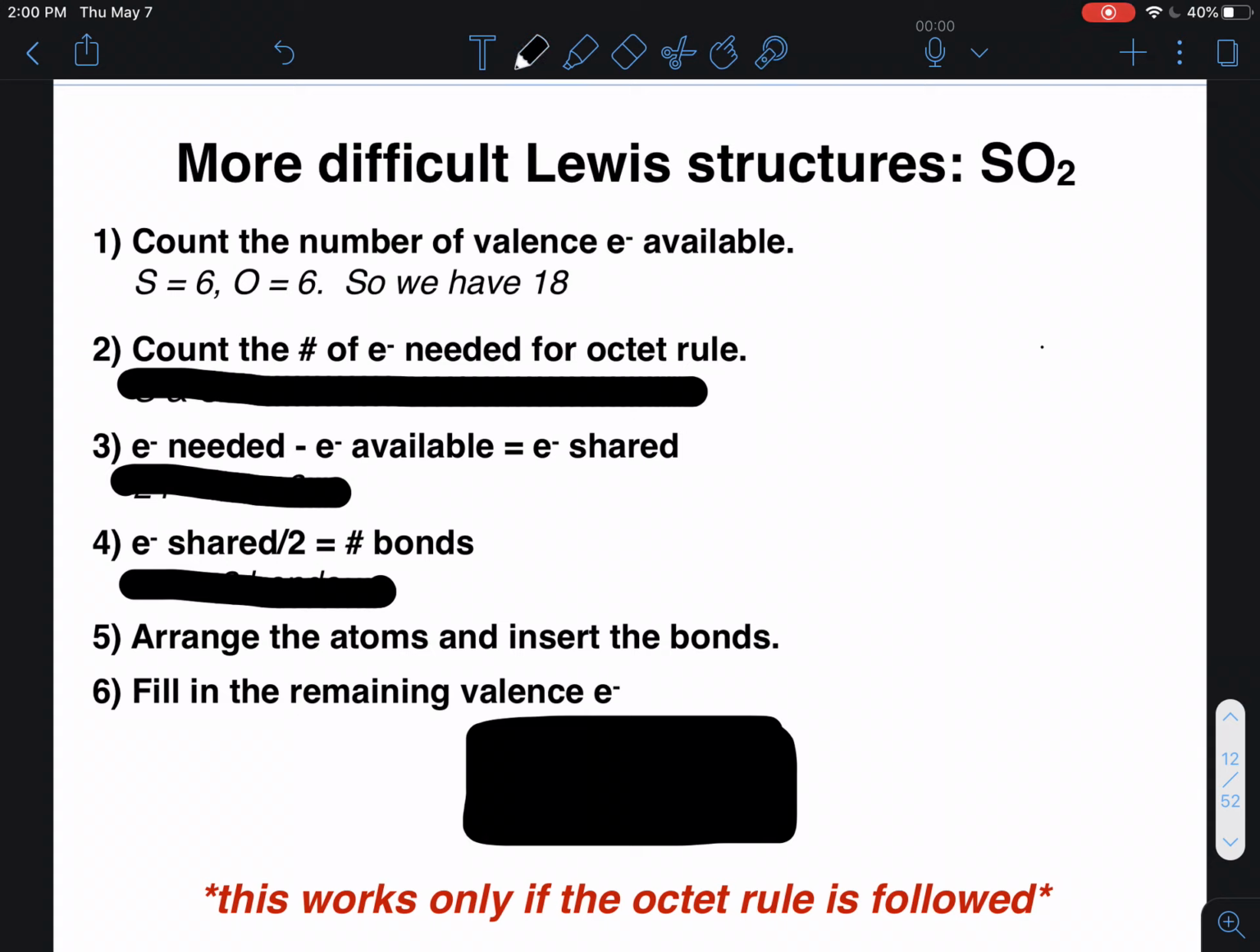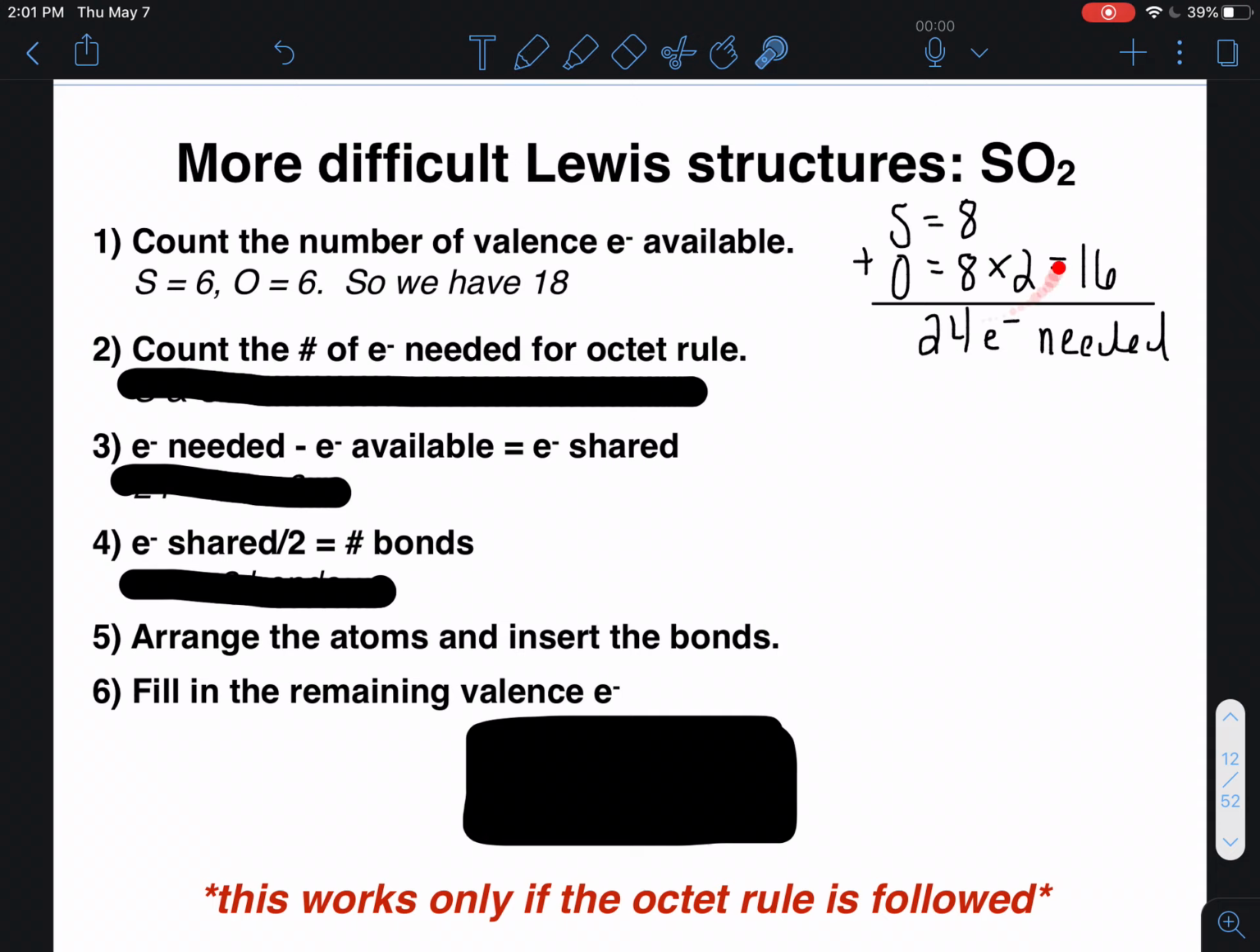So that means every atom: sulfur is going to need 8, oxygen is going to need 8, and then times 2, that's 16. So 16, and then we add these together. 16 plus 8 is 24 electrons. So we have 24 electrons needed for everybody to be happy.